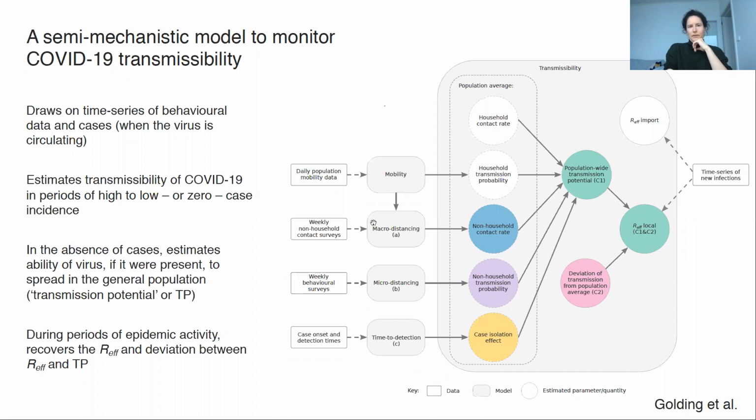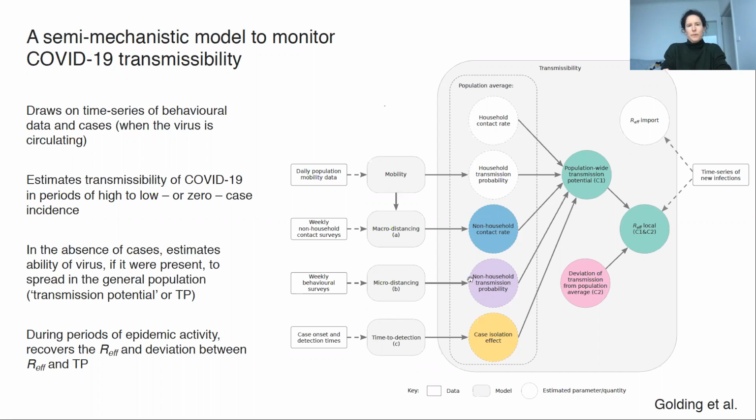And for macro distancing, this is also informed by population mobility data, which is made available by technology companies at a daily resolution. We also had the case isolation effect, which was informed by our case data, which was a time from detection to isolation. This also helped us to understand how quickly our public health system was responding when there were cases, which we would expect to continue, and therefore was helping to tell us about risk in the absence of cases.